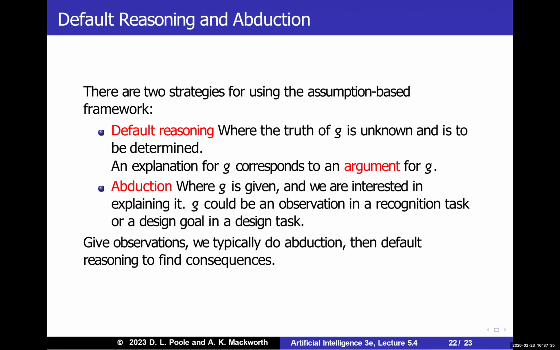Default reasoning is used when the truth of something is unknown, and we tentatively assume normal behavior. Abduction, on the other hand, begins with an observation and searches for explanations. In cybersecurity, threat hunting often relies on abduction. We observe unusual behavior and we ask what could explain it. Then we use default reasoning to extend those hypotheses and determine what other consequences would follow if they were true.